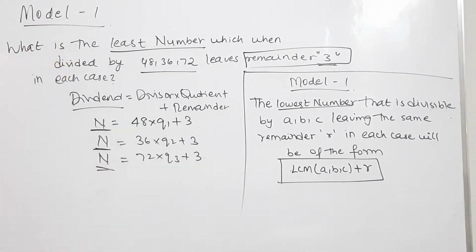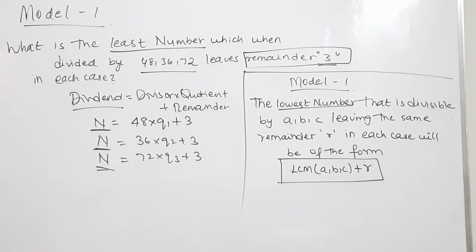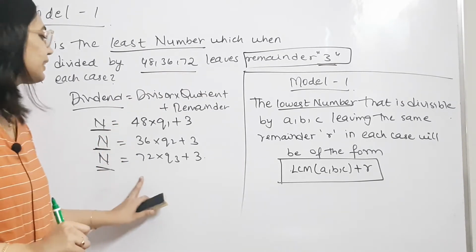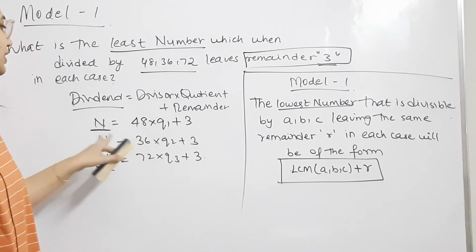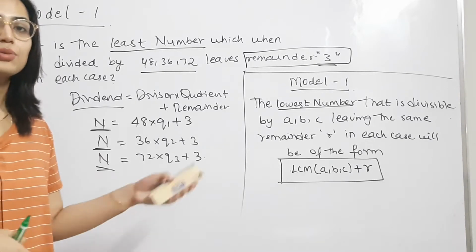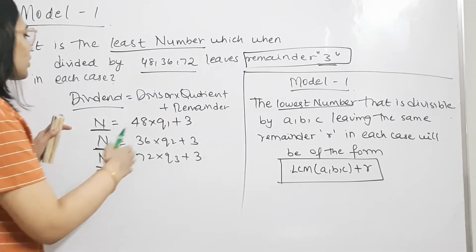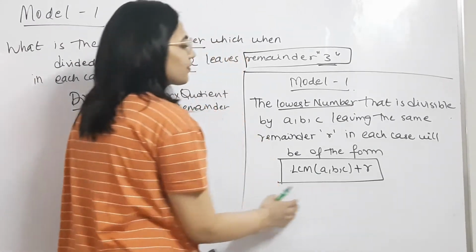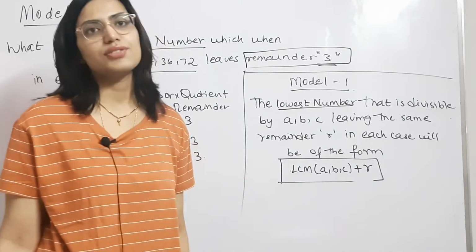In order to get that n, what you need to do is simply take the LCM, because they are asking for the least number that is equally divisible by these three. So take the LCM and add 3 to it. That's it. That is nothing but the first remainder, because any number that is divisible by 48, if it leaves a remainder 3, then if you add 3 to the resultant LCM, you will definitely get the lowest number. Okay, so keeping this concept in mind, we have got this form wherein the lowest number will be of this form.